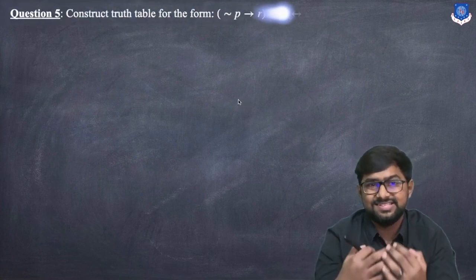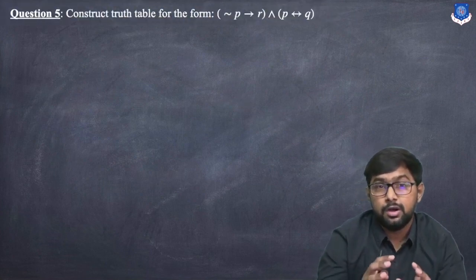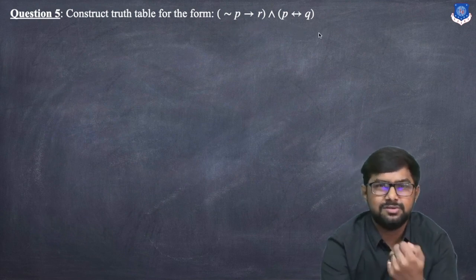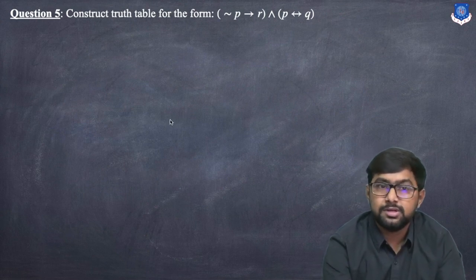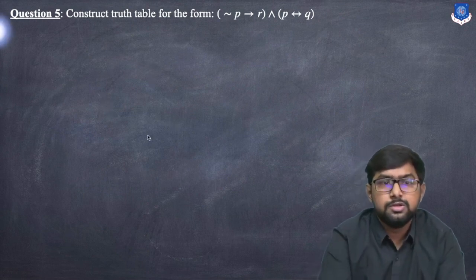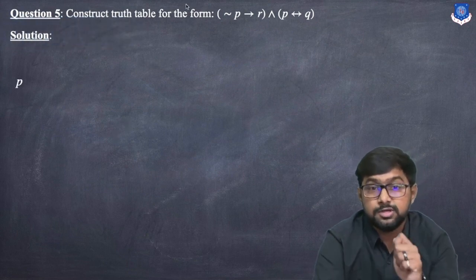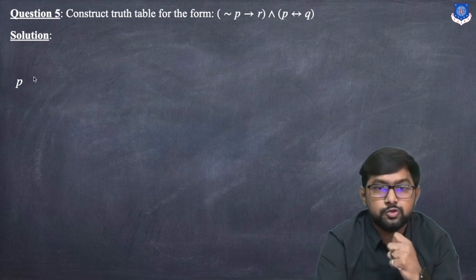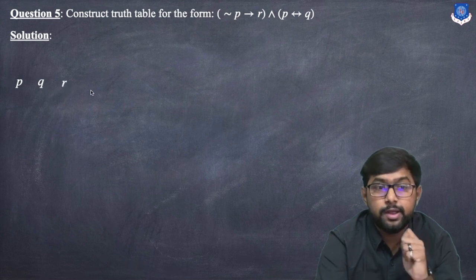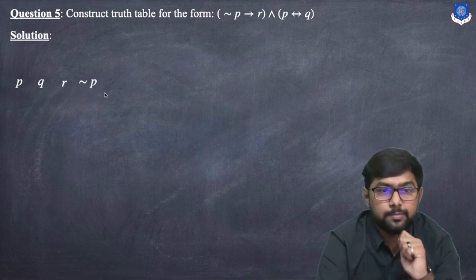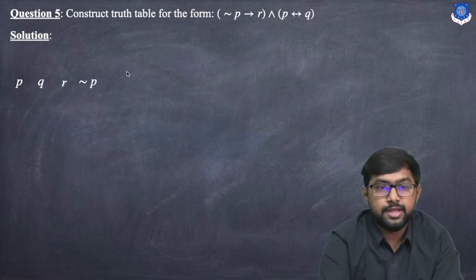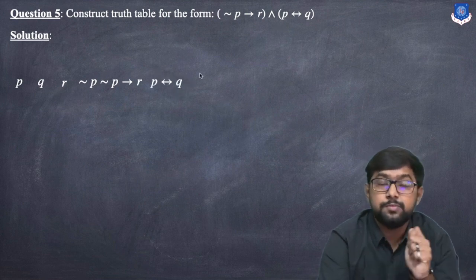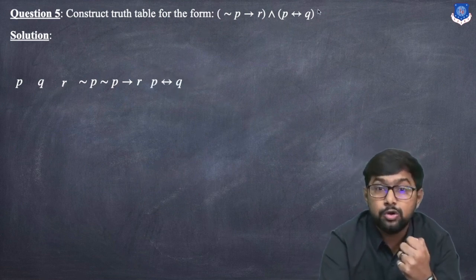So next example, construct the truth table for the form not P implies R and not P double implies Q. For the construction of the truth table, how many columns will be there? First the solution. First P; I think there are a total of 3 statements, so you will get P, Q and R. Now not P is there, then not P implies R, then P double implication Q, and last this whole statement.